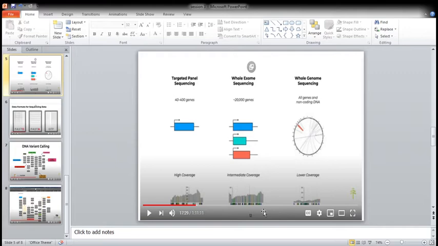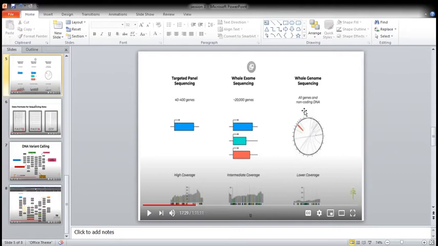And whole genome sequencing is a process of determining the complete DNA sequence of an organism's genome at a single time. It has low coverage. All the genomes and the non-coding DNA are determined in whole genome sequencing, and it is a comprehensive method for analyzing entire genomes.